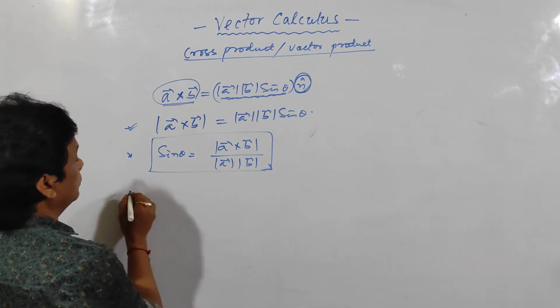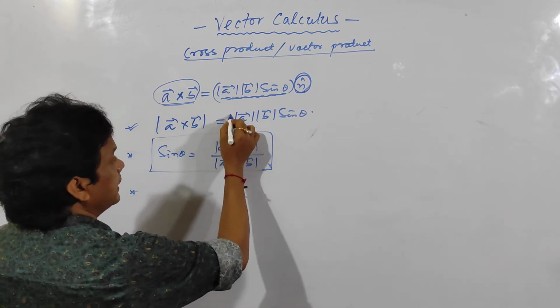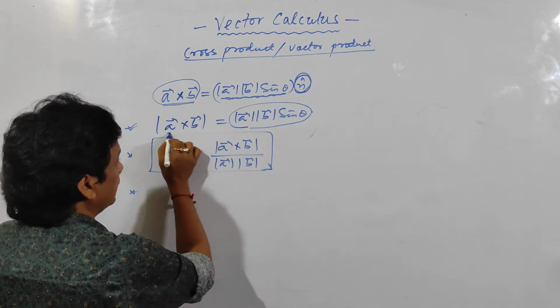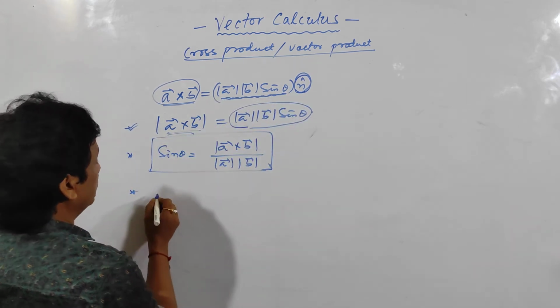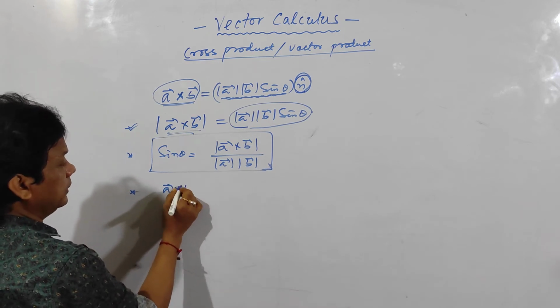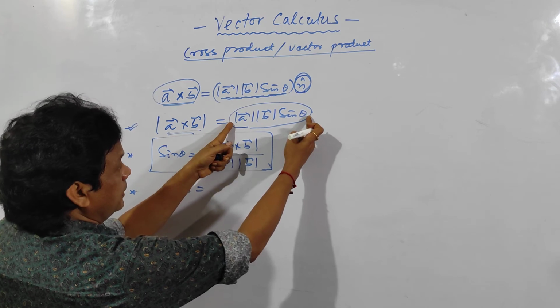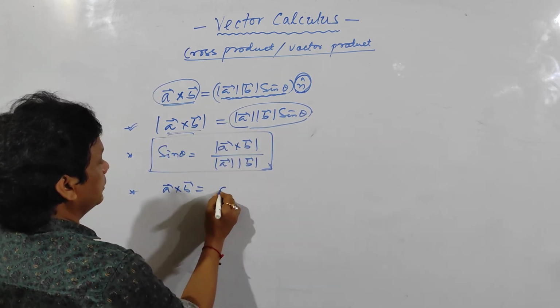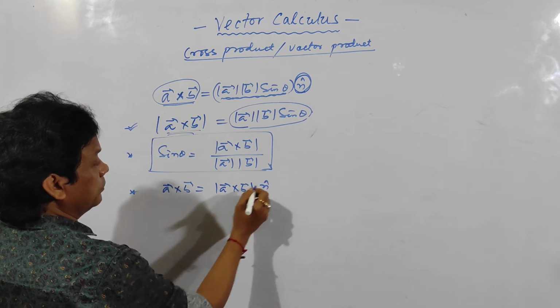Clear? Now, this |A| into |B| into sin theta is |A cross B|. So put this quantity here. So therefore, A cross B is equal to, within the bracket is same as this one. So whose value is this one? So |A cross B| into n cap.